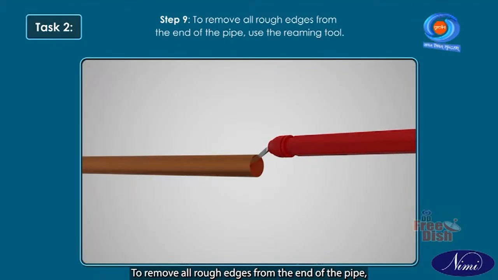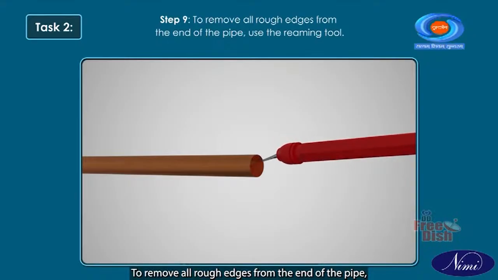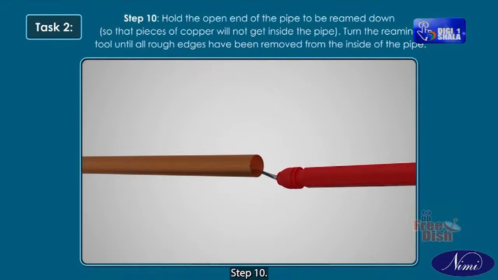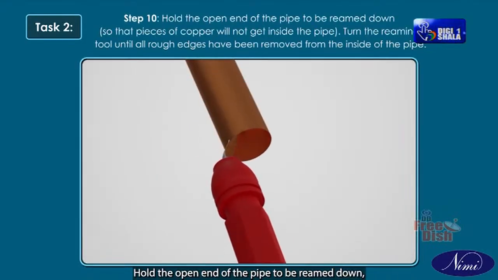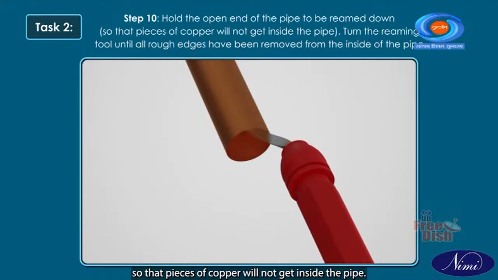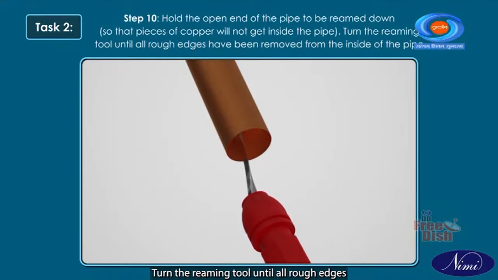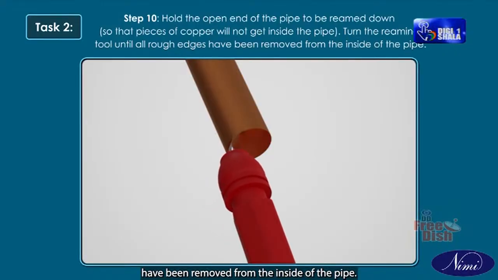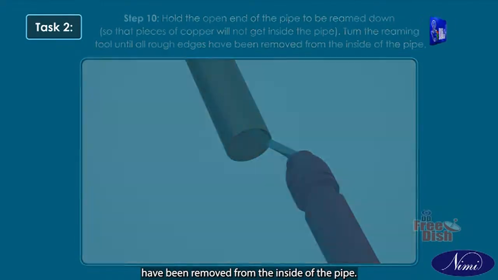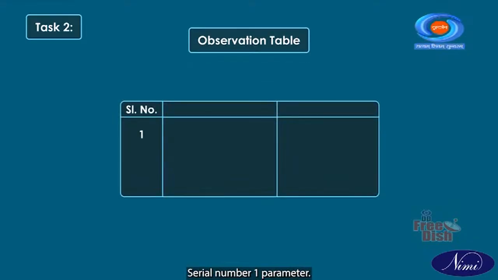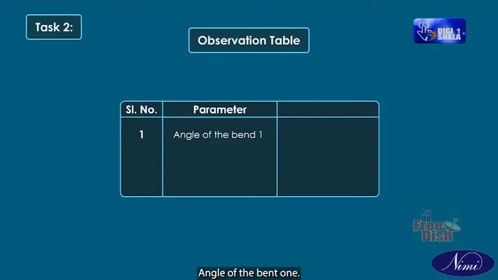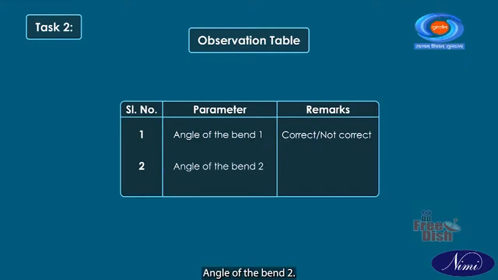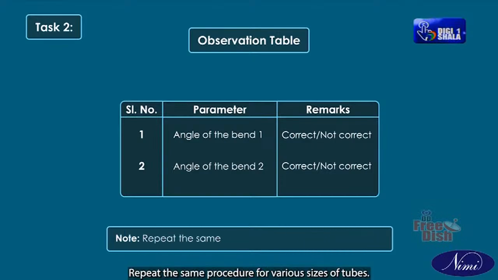Step 9. To remove all rough edges from the end of the pipe, use the reaming tool. Step 10. Hold the open end of the pipe to be reamed down so that pieces of copper will not get inside the pipe. Turn the reaming tool until all rough edges have been removed from the inside of the pipe. Observation table. Serial number 1. Parameter: angle of the bend 1. Remarks: correct or not correct. Number 2. Angle of the bend 2. Correct or not correct. Note: repeat the same procedure for various sizes of tubes.